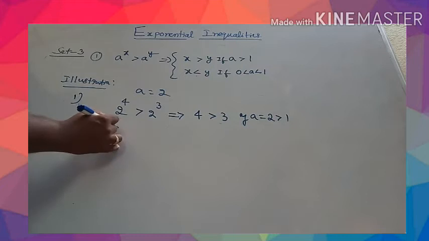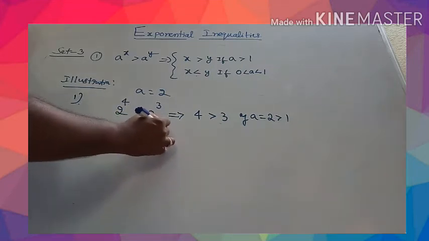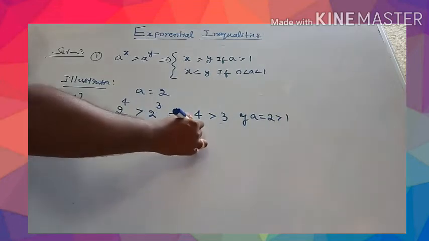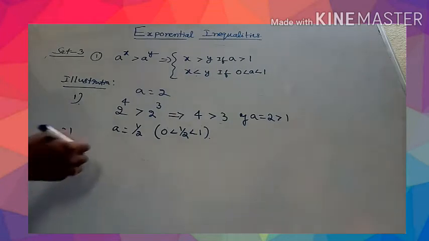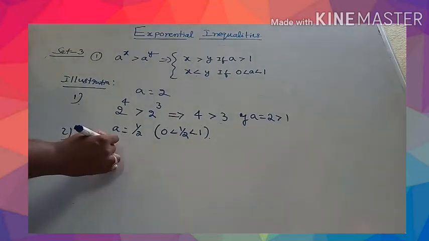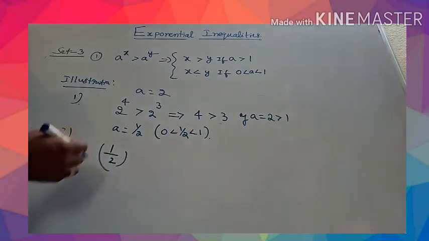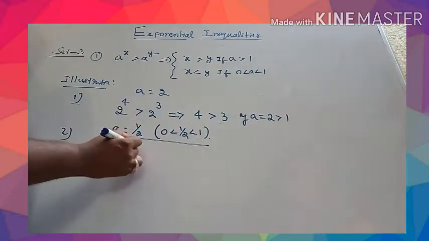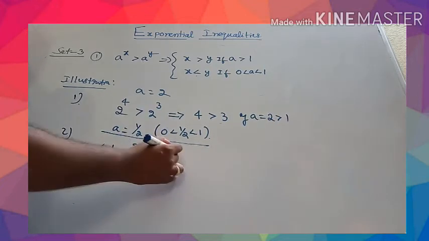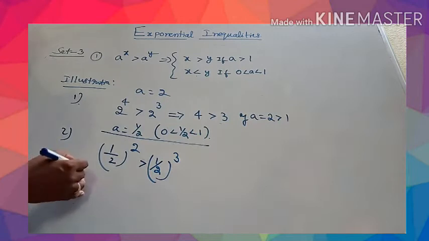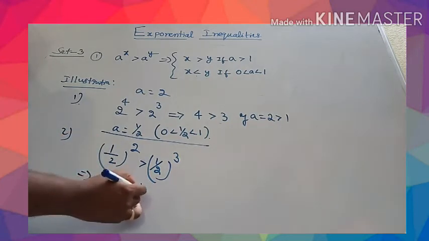Now the second one, you take a as 1 by 2. That means this is lying between 0 and 1. Now you take 1 by 2 whole square is greater than 1 by 2 whole cube. That is a fact. Why is it a fact? 1 by 2 whole square is what? 1 by 4. 1 by 4 is greater than 1 by 8.